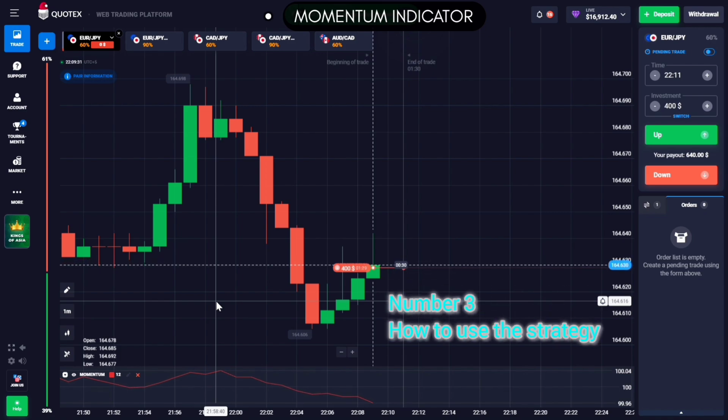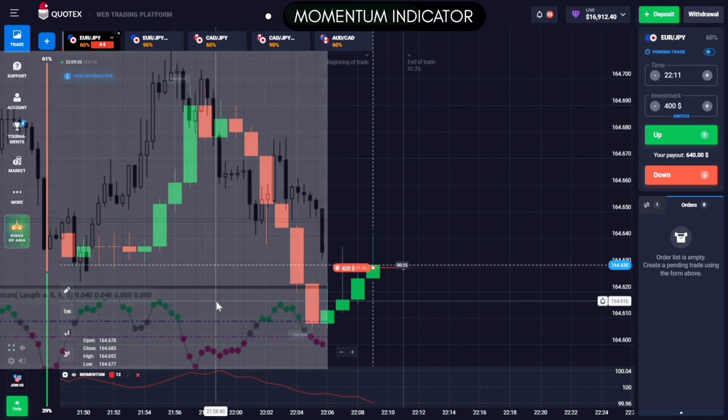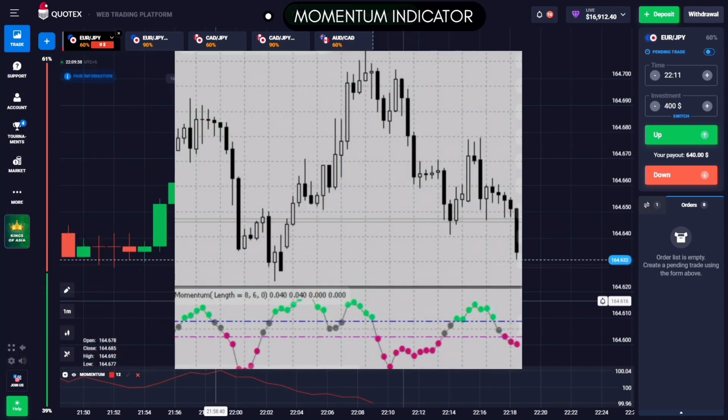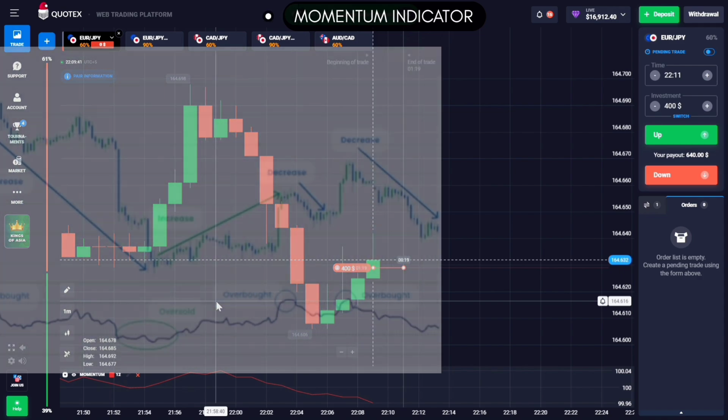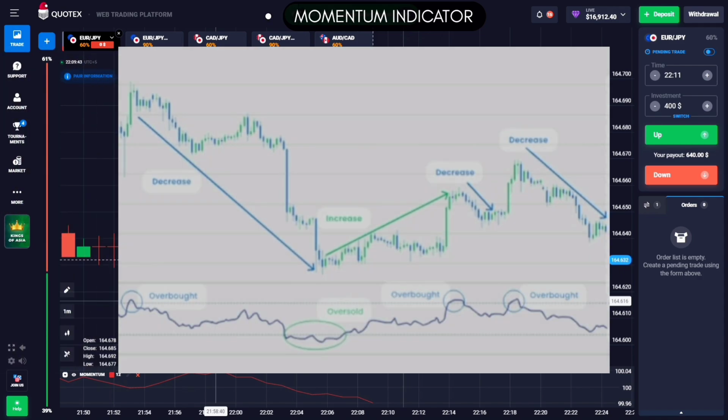Number 3. How to use the momentum indicator in trading. Trend confirmation. Use it to confirm the direction and strength of an existing trend. Overbought and oversold conditions. Extremely high values may indicate the market is overbought and due for a pullback. Extremely low values may indicate the market is oversold and could bounce back.